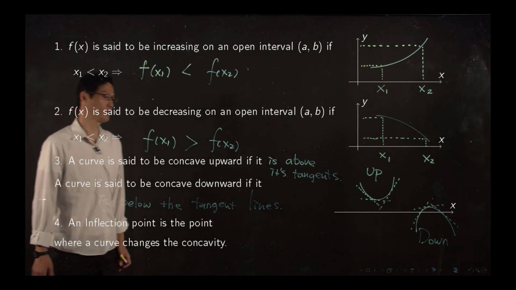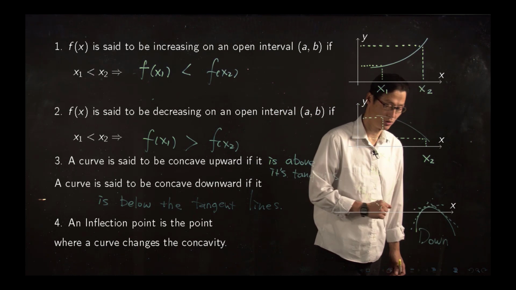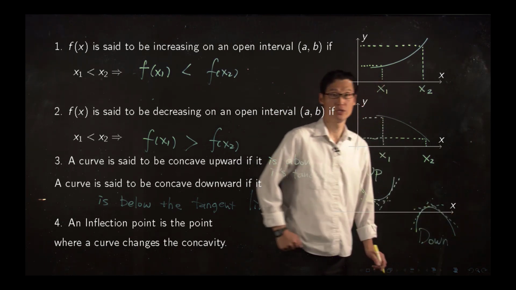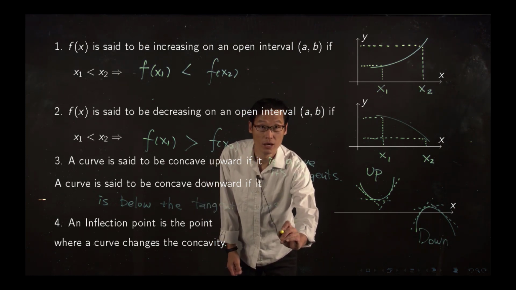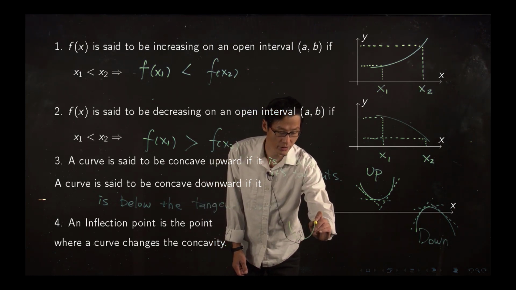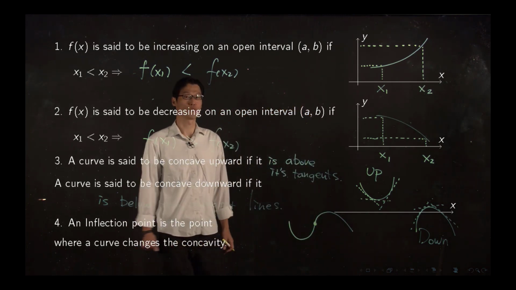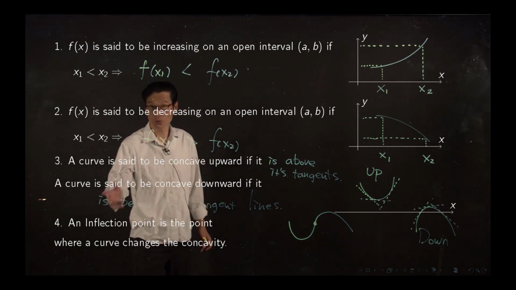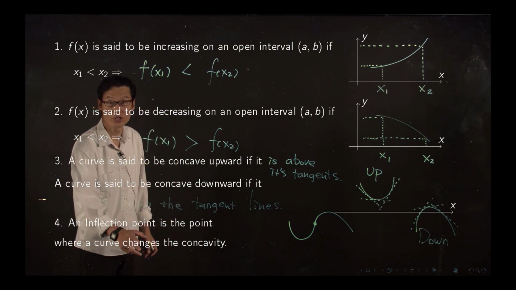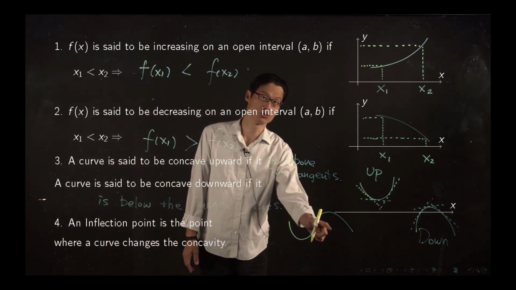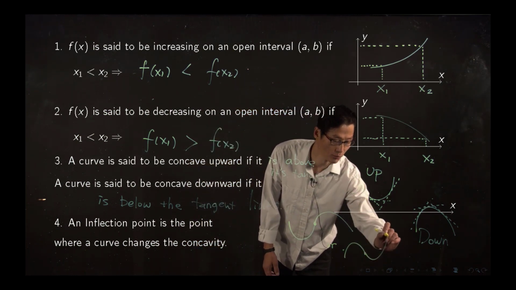And sometimes your function changes its concavity from concave upward to downward, or concave downward to upward. So for example, if your function changes concavity from upward to downward, we call such a point an inflection point. So an inflection point is the point where a curve changes concavity from upward to downward or downward to upward.